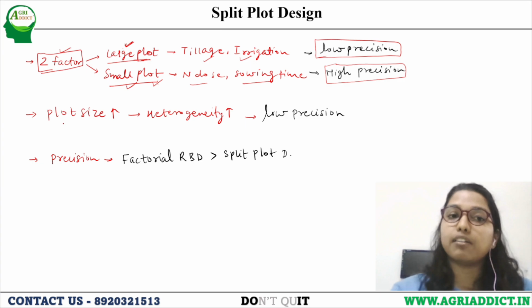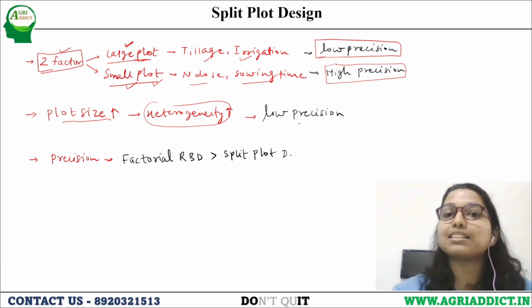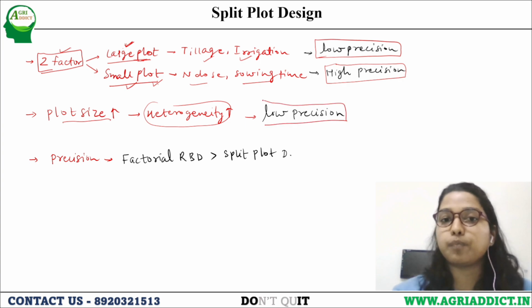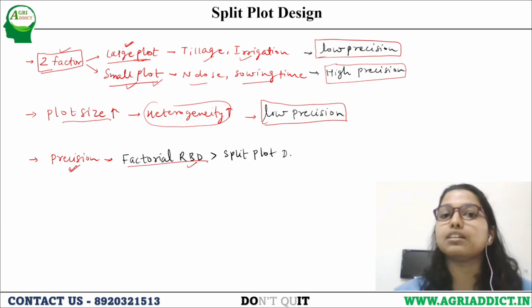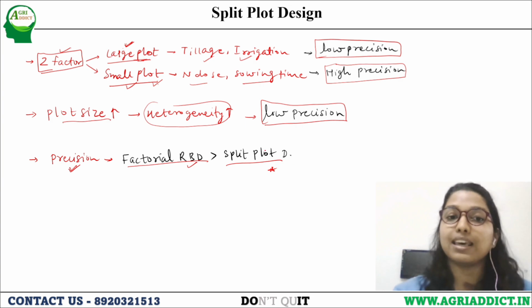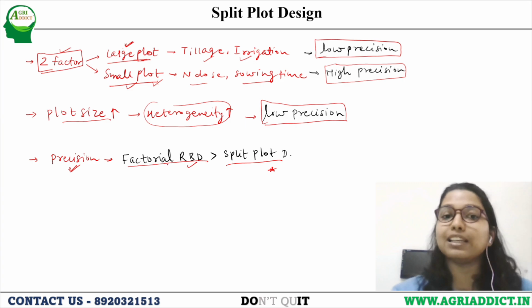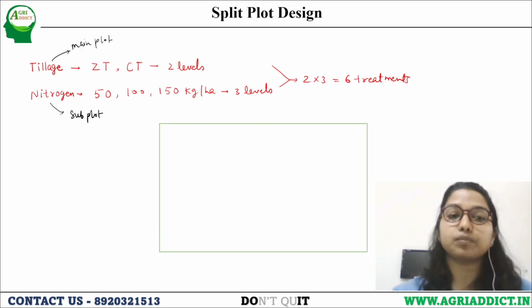If plot size increases, then the heterogeneity will also increase. This will result in low precision. That is the concept. Okay. So when we are discussing precision, factorial RBD will have more precision than split plot design. Okay, this you have to remember. They can ask you a question like which experimental design has more precision, either factorial RBD or split plot, and the correct answer would be factorial RBD. Okay, let's move to the next slide.